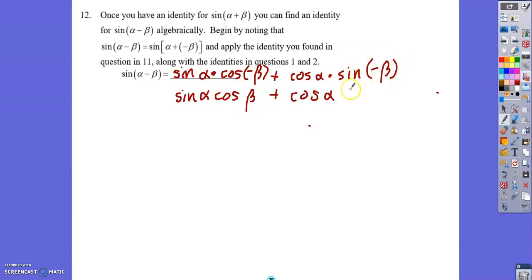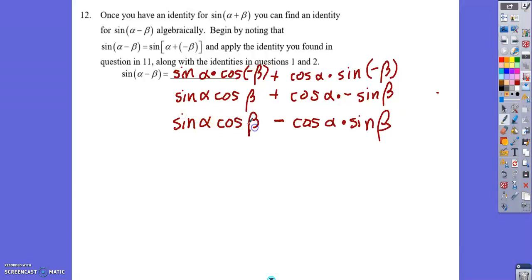And sine of negative beta is negative sine beta. So the negative sign comes out because it's an odd function. And then cosine times negative, so that's going to be a negative 1 here. Cosine alpha times sine beta. So instead of being plus in between, it's minus in between. That's a pretty quick derivation using what I know about the adding identity there.